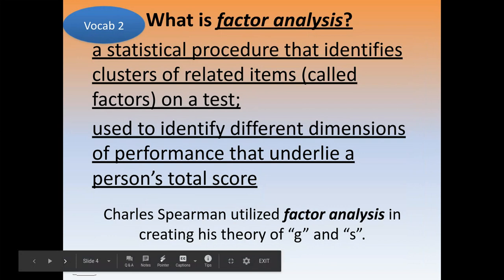Okay, so we may try to do this with factor analysis. This is a statistical procedure that identifies clusters of related items, called factors, on a test. Eventually people are going to come up with intelligence tests, and factor analysis is used to identify different dimensions of performance that underlie a person's total score.